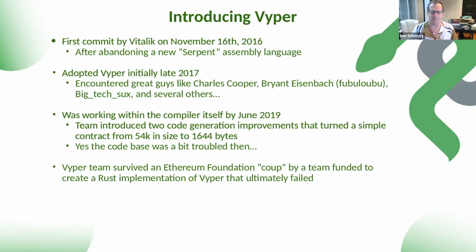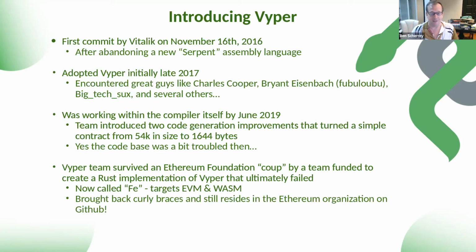Having Rust implement Python and then implement EVM just seemed kind of strange to me, and they weren't as committed to the project. Unfortunately, these guys survived. So that language turned into something called FE, as in iron for Rust, which targets EVM and WASM. And they've now since brought back curly braces. And what's interesting is it still resides as an Ethereum organization on GitHub, whereas the Vyper project is completely an independent project now. So I thought that's kind of an interesting bit of history.